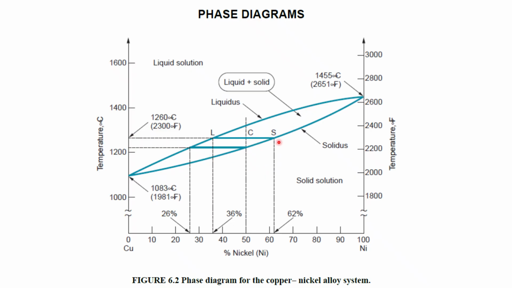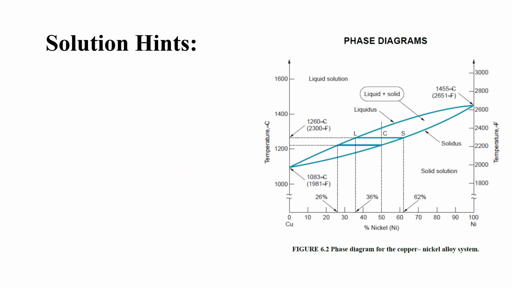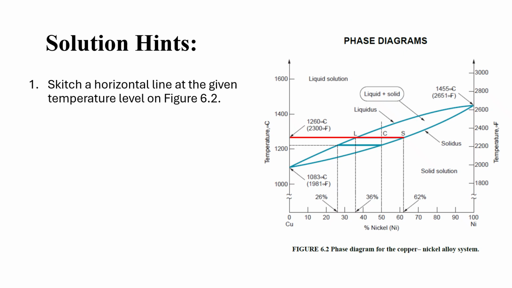Now you can see these lines. I'm going to show you the temperature of 1260 degrees, and we have some lines that show you the percentages. So let's have a look at how we can solve that. Here are the solution hints. What we need to do first is sketch a horizontal line at the given temperature. Now we have 1260 degrees, so I made this red line. You can see that it intersects with the liquidus line and with the solidus line.